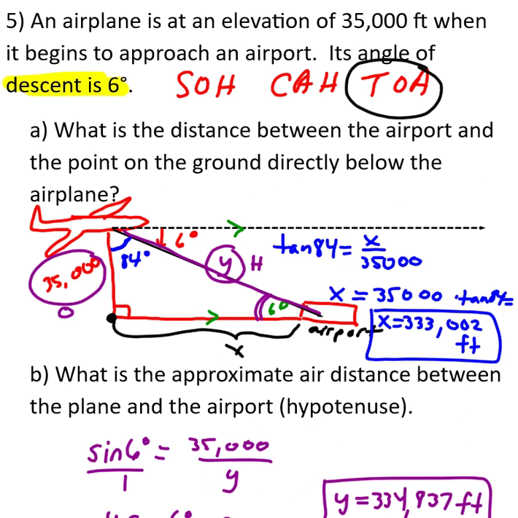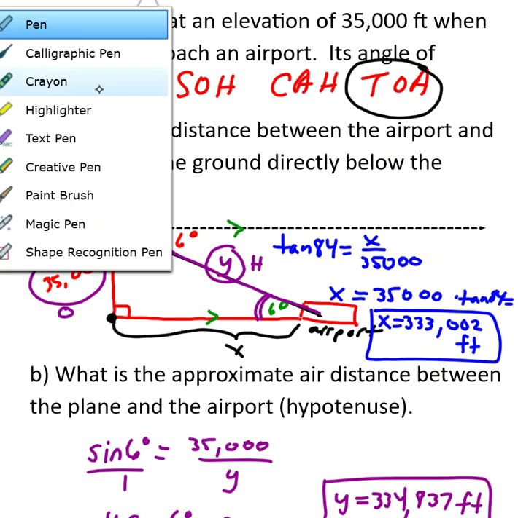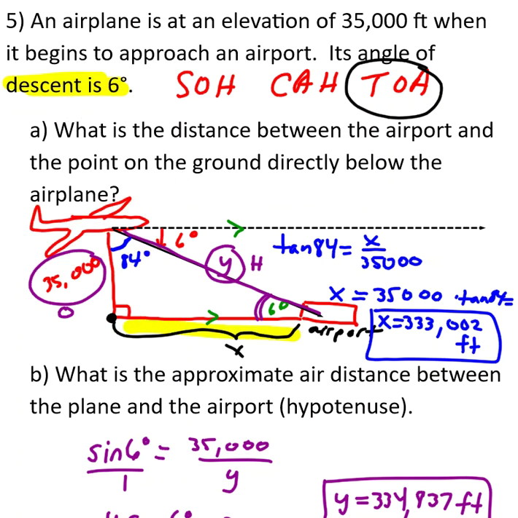Again, on the first part of this problem I used tangent because I was looking for this distance down here along the bottom. Whereas in the second part, I was looking for the hypotenuse. I had to use a different trig ratio. I used sine instead. I could have also used cosine and done it with 84 degrees.